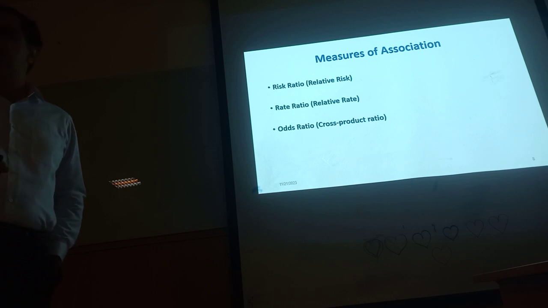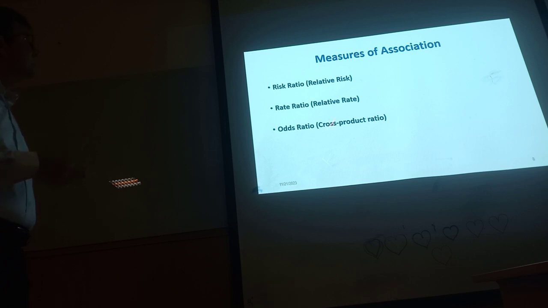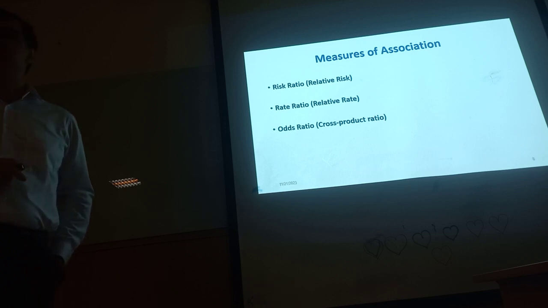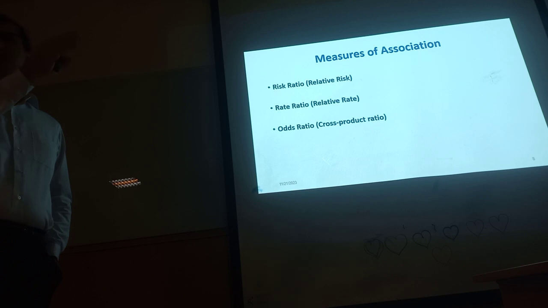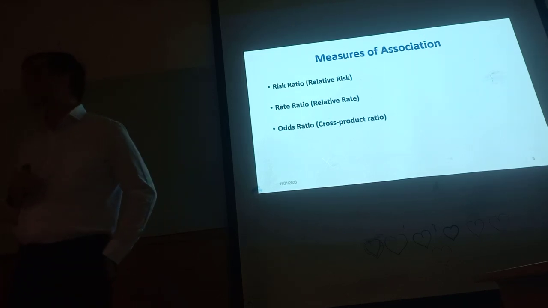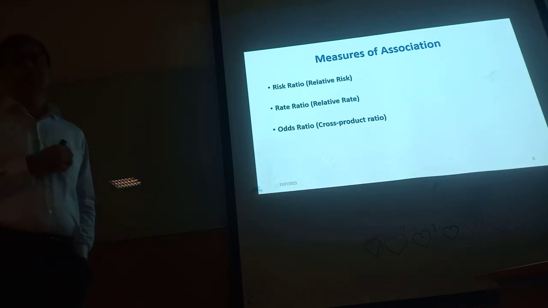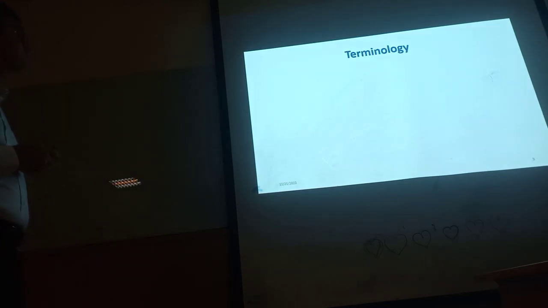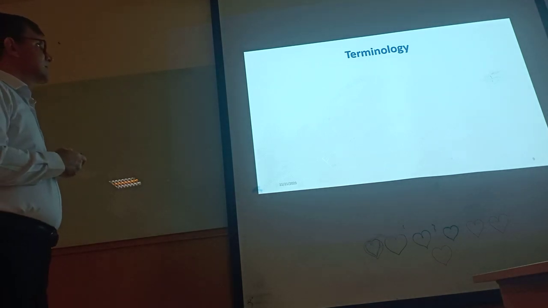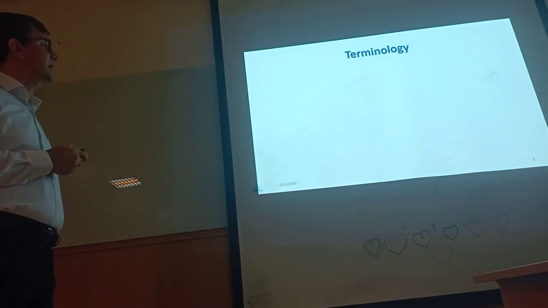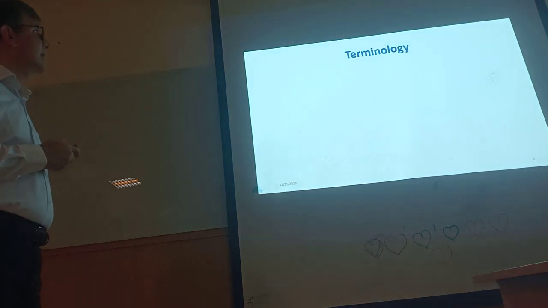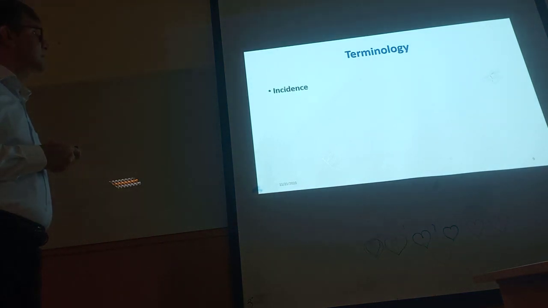You became familiar with the concept of ratio today, yes? Yes. So all three measures of association are ratios, which means that numerator and denominator are not the same, or numerator is not part of denominator, okay? So we will see how these measures of association are ratios. Before going ahead, let's review our terminology.